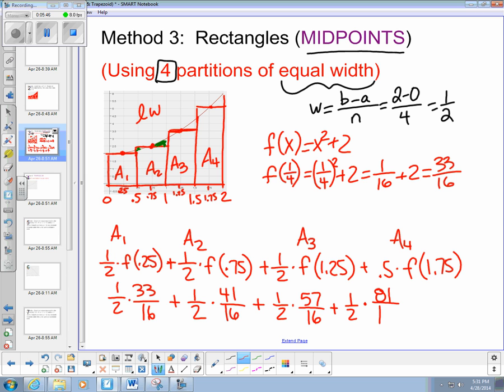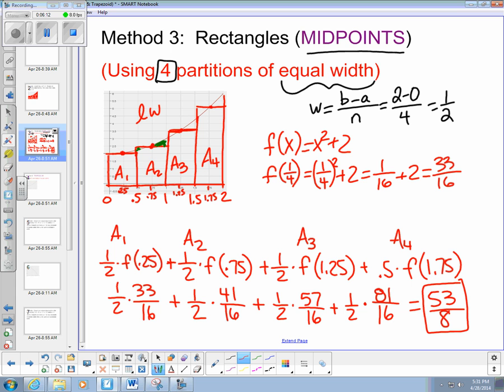Okay, so the 81 over 16, the 57 over 16, 41 over 16, and 33 over 16 are what we get from putting in 0.25, 0.75, 1.25, and 1.75 into the f of x equation. When you multiply that and add it together, you should come out with an approximate area of 53 over 8.